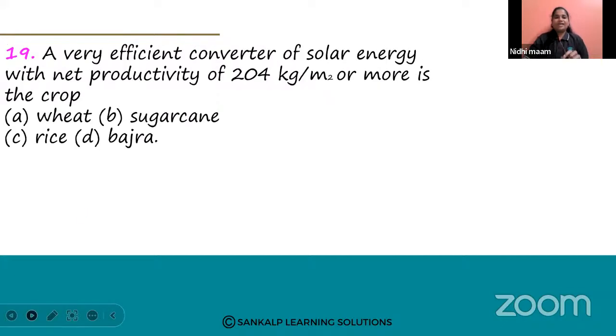Okay, a very efficient converter of solar energy with net productivity of 204 kg per meter square or more is the crop. Which crop among the options given gives this much net productivity? A is wheat, B is sugar cane, C is rice, D is bajra.